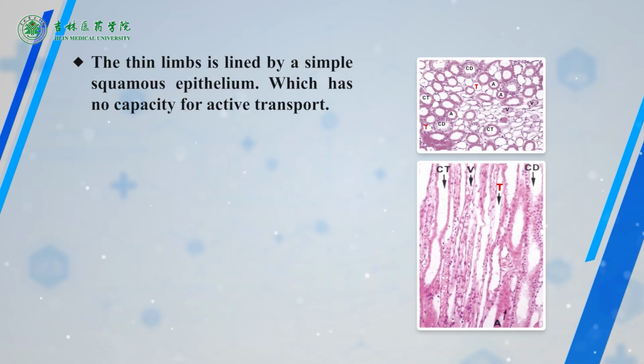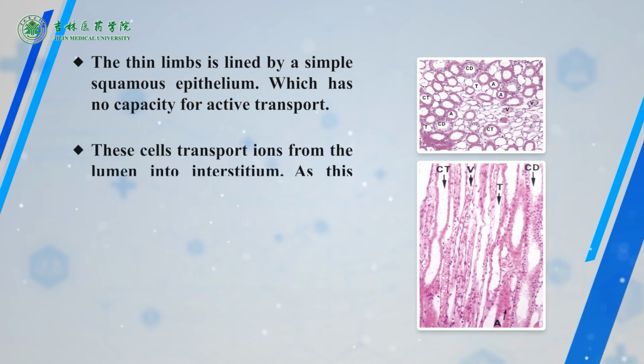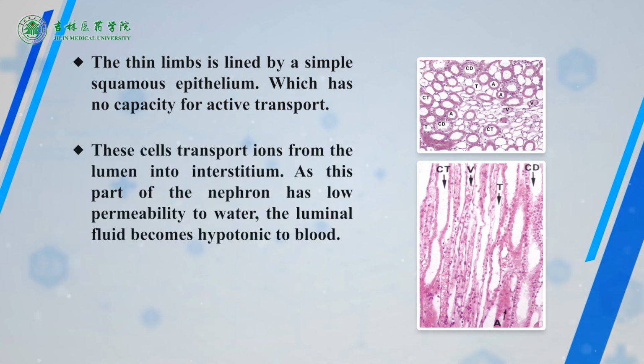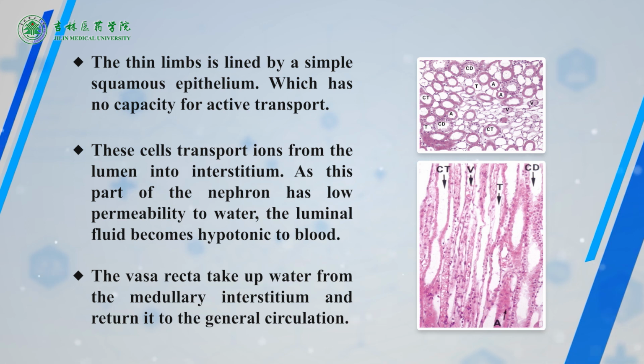The thin limb is lined by a simple squamous epithelium, which has no capacity for active transport. These cells transport ions from the lumen into interstitium. As this part of the nephron has low permeability to water, the luminal fluid becomes hypotonic to blood. The vasa recta takes up water from the medullary interstitium and returns it to the general circulation.